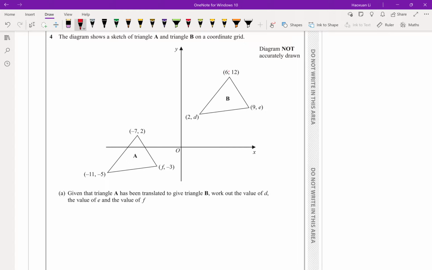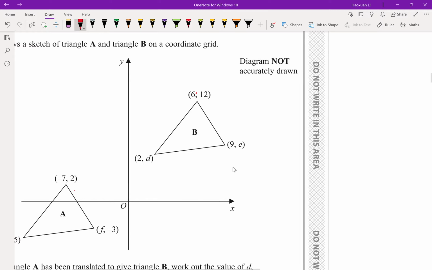Given that triangle A has been translated to get triangle B, work out the value of D, the value of E, and the value of F. So this is shown as vectors. So here to here, so minus 7 to 6 will mean that X has been shifted 13 to the right. And 2 to 12 will be 10 up, so 13, 10.